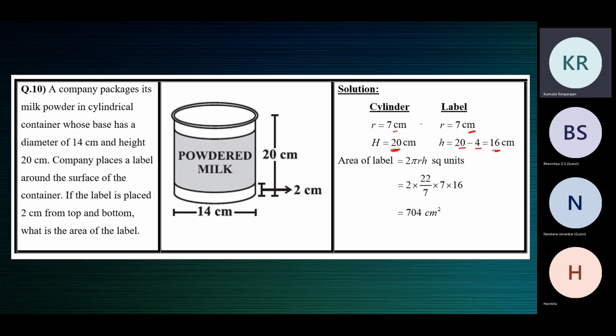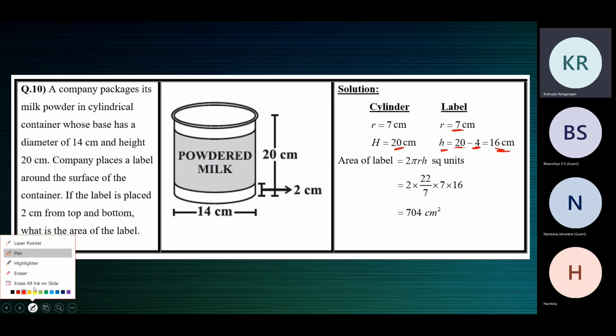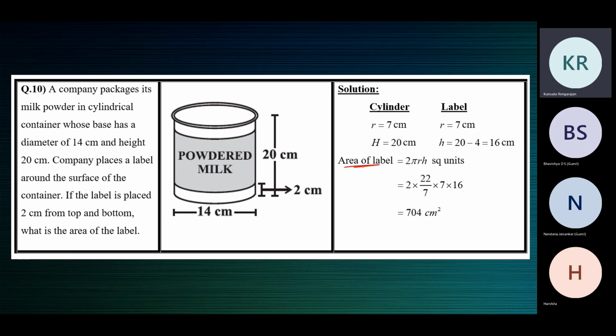That's what I've written here. Once you stick the label along the CSA of the cylinder, the label also will be cylindrical. So the radius of the label will be the radius of the cylinder, 7. And the height of the label will be whatever is the height of the cylinder minus 4, 16. So what I've written here is area of the label. Area of the label is equal to CSA of the cylinder, 2 pi RH. So 2 into 22 by 7 into R, 7 into H, 16.